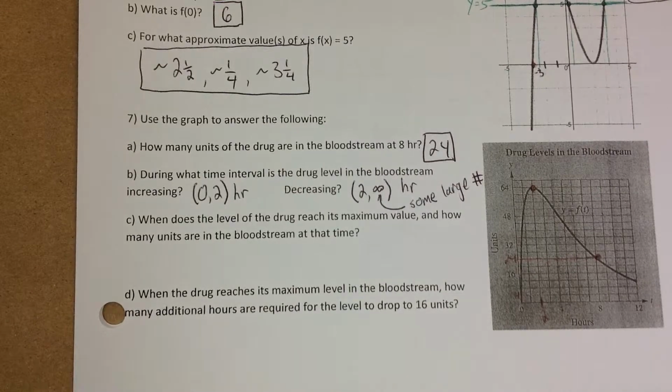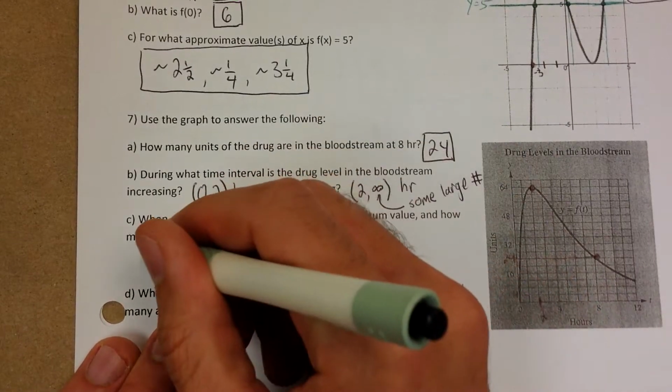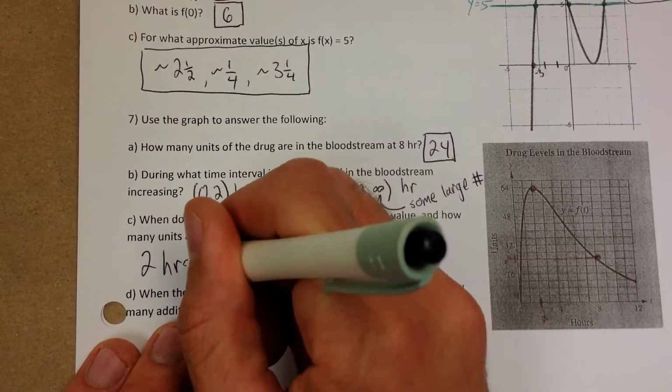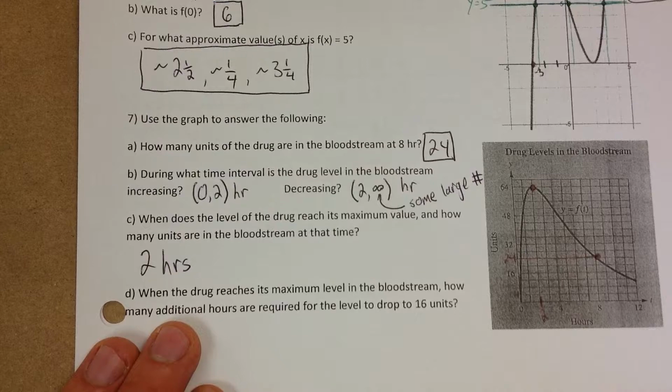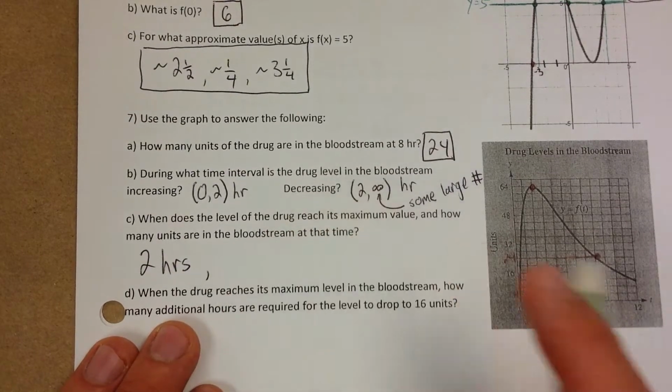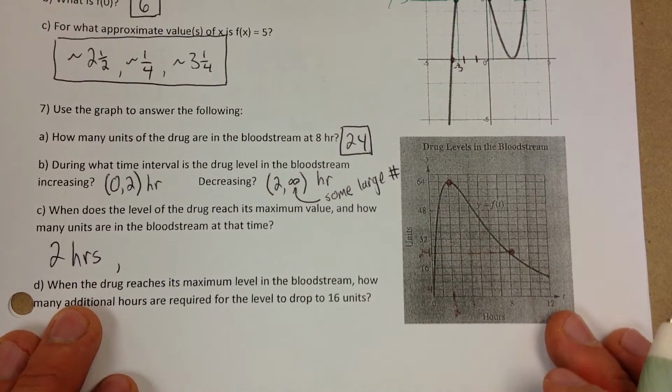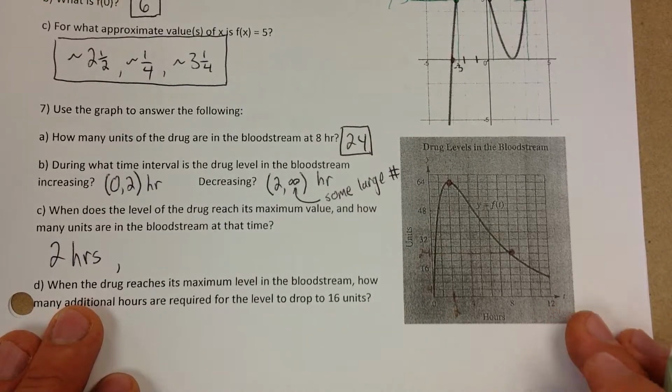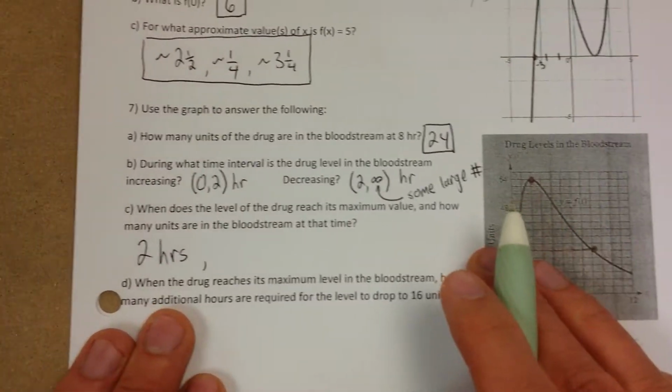Next random person. Jen. When does the level of the drug... We'll come back to you. Yunjae, when does the level of the drug reach its maximum value? At 2 hours. And how many units are in the bloodstream at that time? Okay, it's 64.